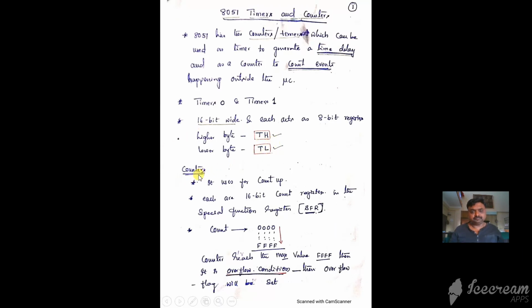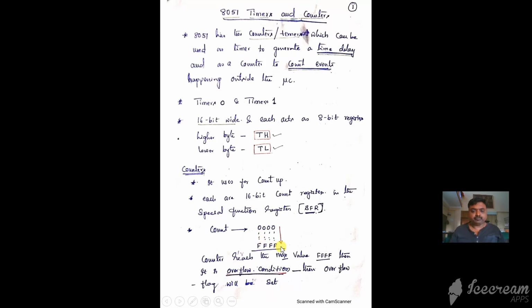Next we'll come to the counters. It can be used to count up from 0000 to FFFF. We know that each is a 16-bit count register in the special function registers, as I discussed with count registers. So the count runs from 0000 to FFFF. Once I start the counter, it is incremented with respect to the clock frequency of your 8051. It takes an automatic delay, incrementing one by one.